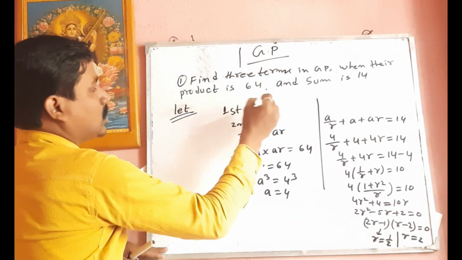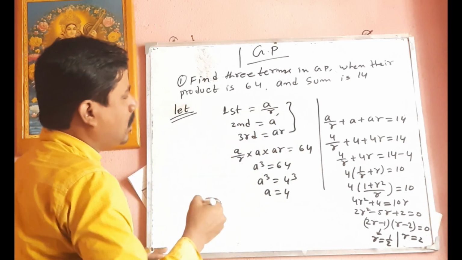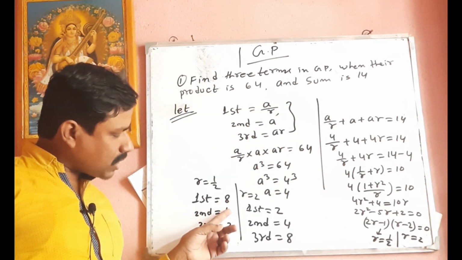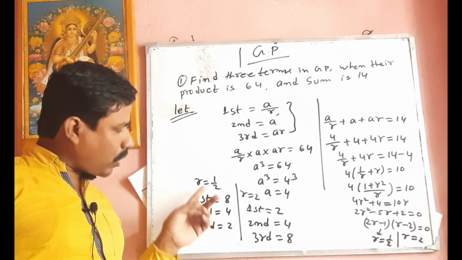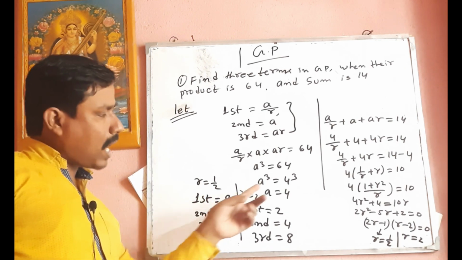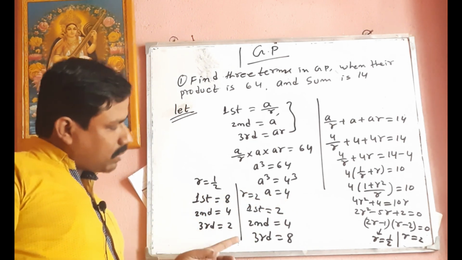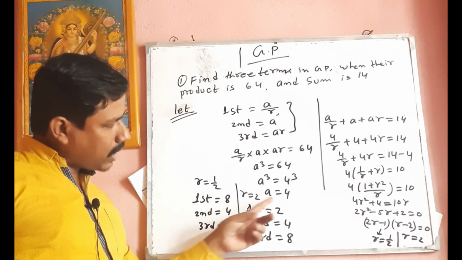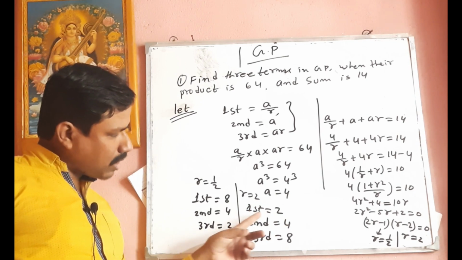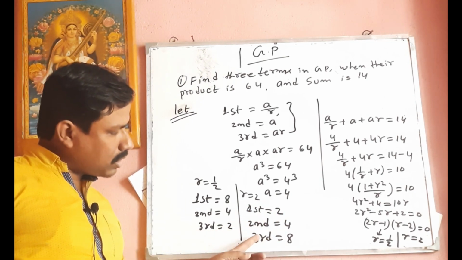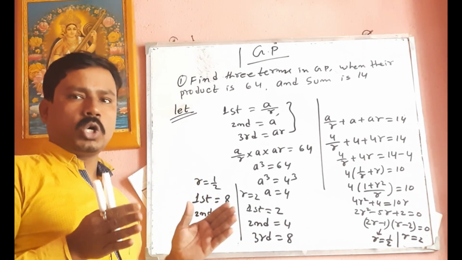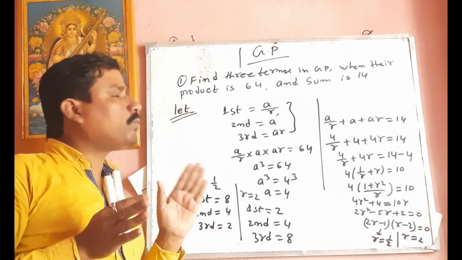Now the series is this one. So first term is equal to 8, second term is equal to 4, third term is equal to 2 when r is equal to half and a is equal to 4. And similarly, when r is equal to 2 and a is equal to 4, then the first term is 2, second term is 4, third term is 8. So this is the complete first example.